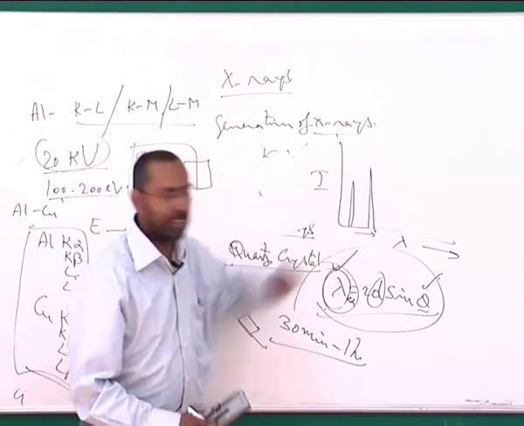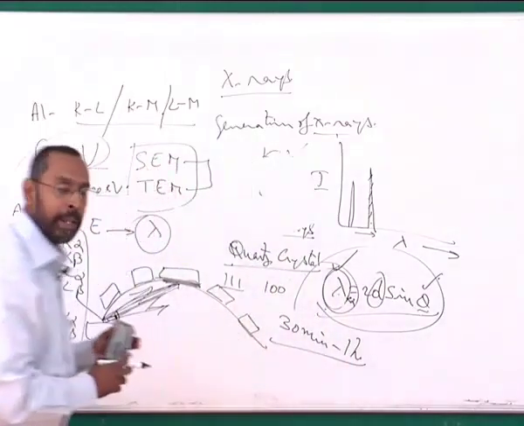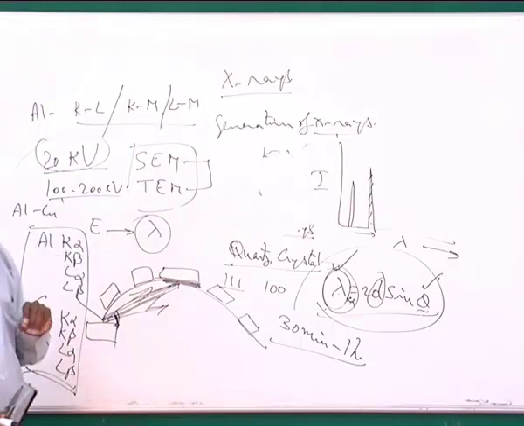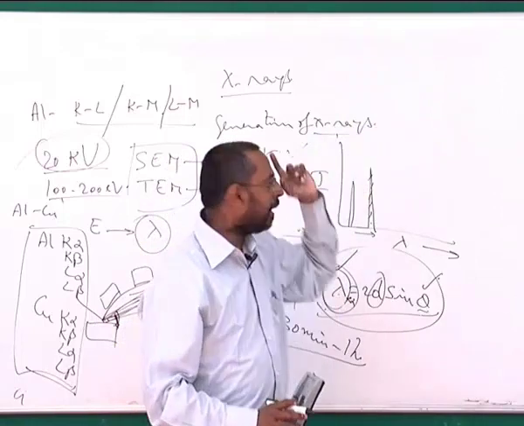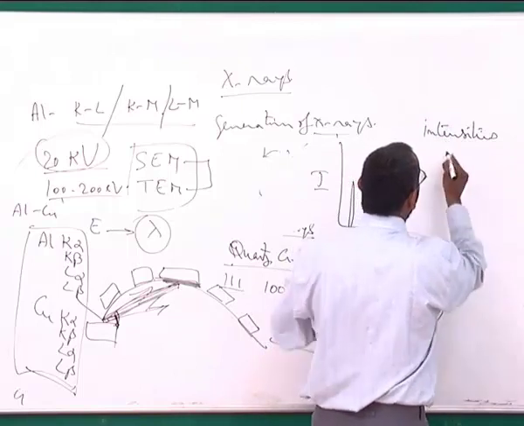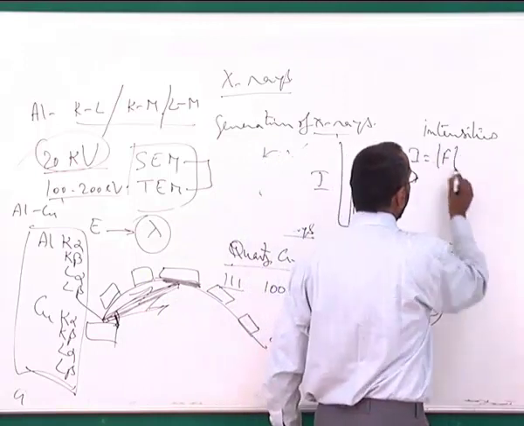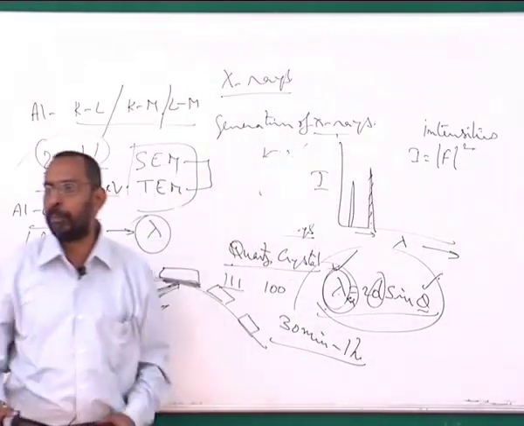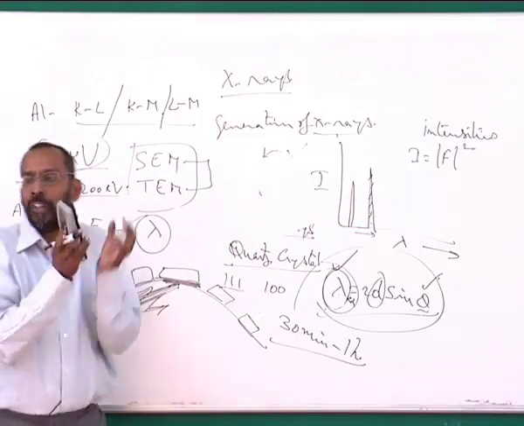And the height of this is going to depend on how many counts of this particular X-ray are coming out. Depending on the amount of the particular element that is present, the intensities of these are going to be decided. In X-ray diffraction, we said the intensity is a function of the structure factor, so I is the square of the structure factor. And the structure factor is basically how much diffraction is taking place from each unit cell. Here it is not related to that. Here it is depending on how much of that element is present.